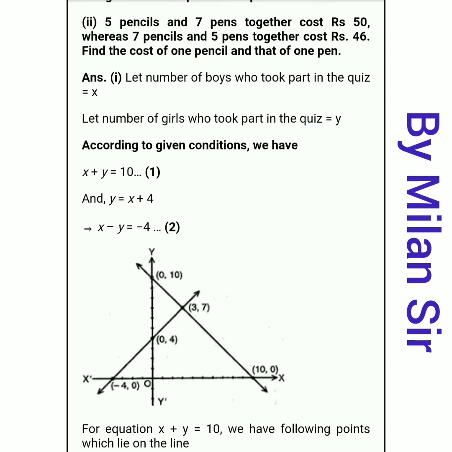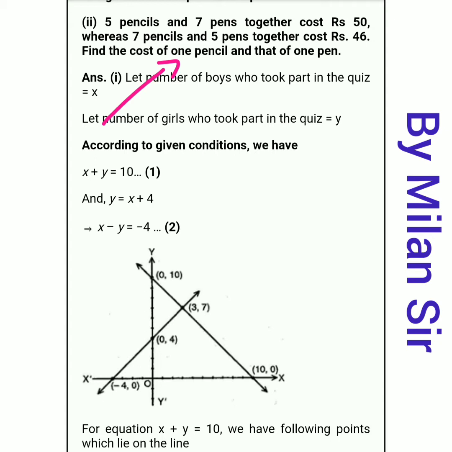Question number 2. 5 pencils and 7 pens together cost rupees 50, whereas 7 pencils and 5 pens together cost rupees 46. Find the cost of one pencil and that of one pen. Okay, 5 pencils and 7 pens together cost rupees 50, whereas 7 pencils and 5 pens together cost rupees 46. Find the cost of one pencil and that of one pen.